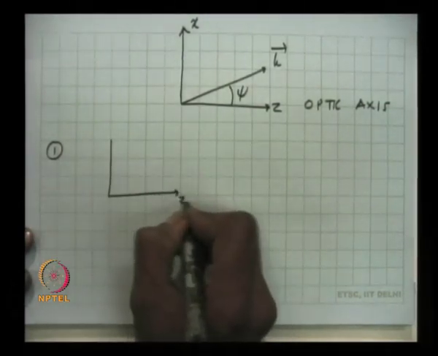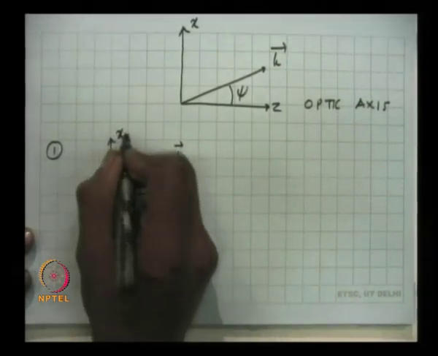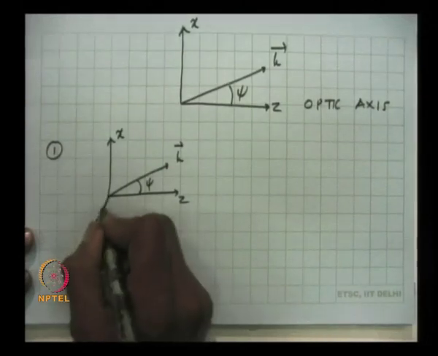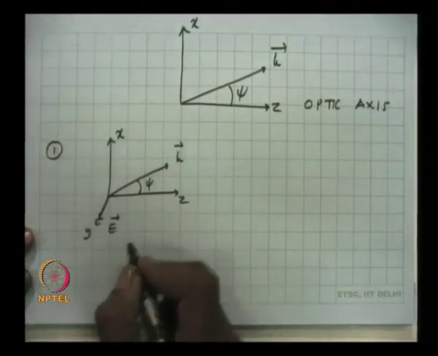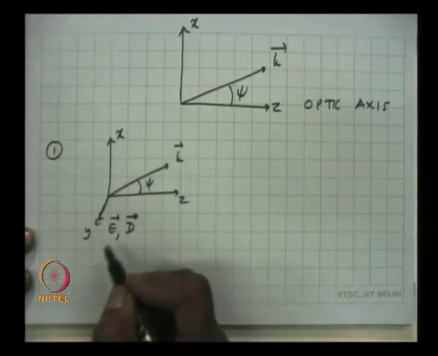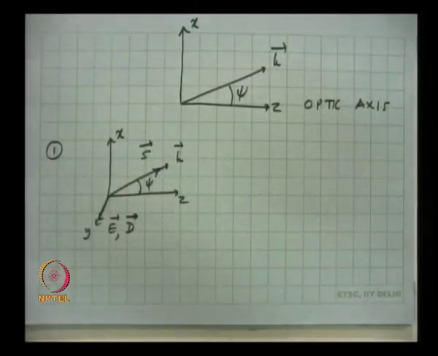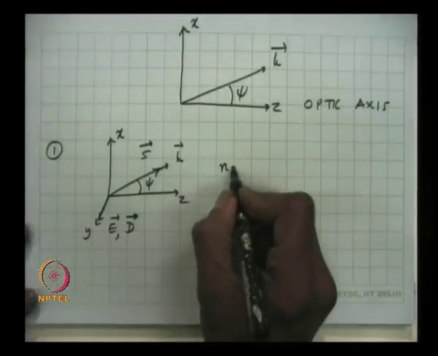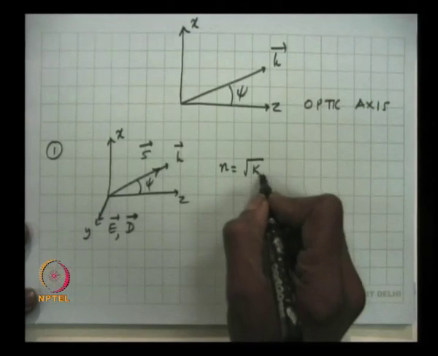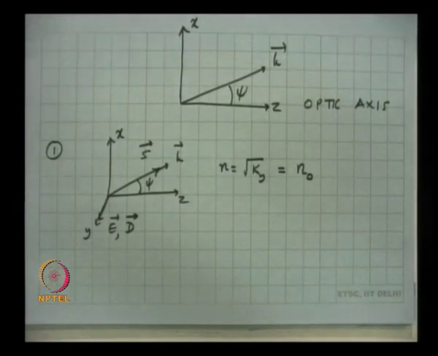So, this is z, this is k vector, psi, this is x. One polarization had an E vector like this along the y direction, D vector also parallel to the y direction, because when E is along principal axis, D is parallel to E, and then S vector is also like this. And the refractive index seen by this wave is square root of ky, and for uniaxial media it is NO. And this refractive index is independent of psi.